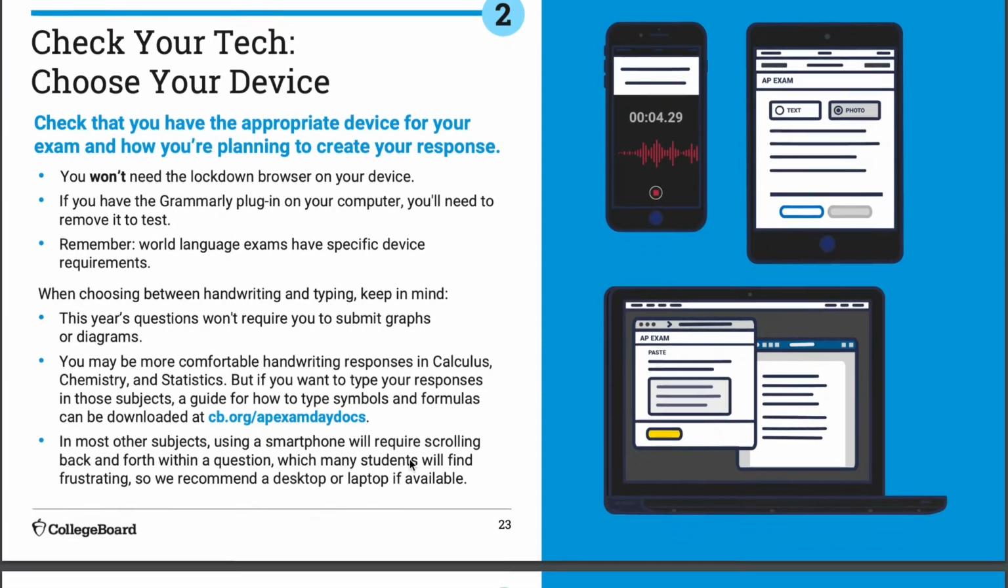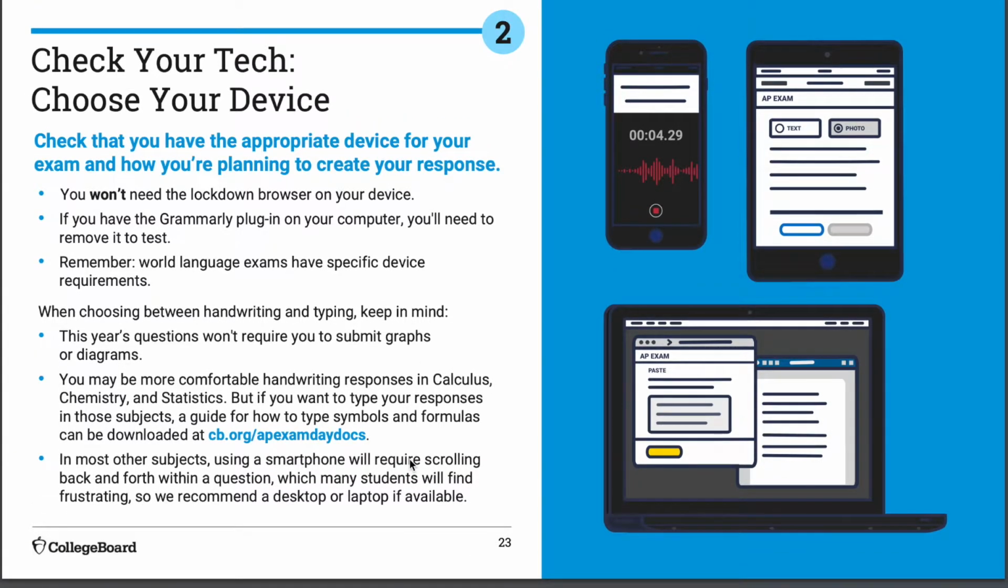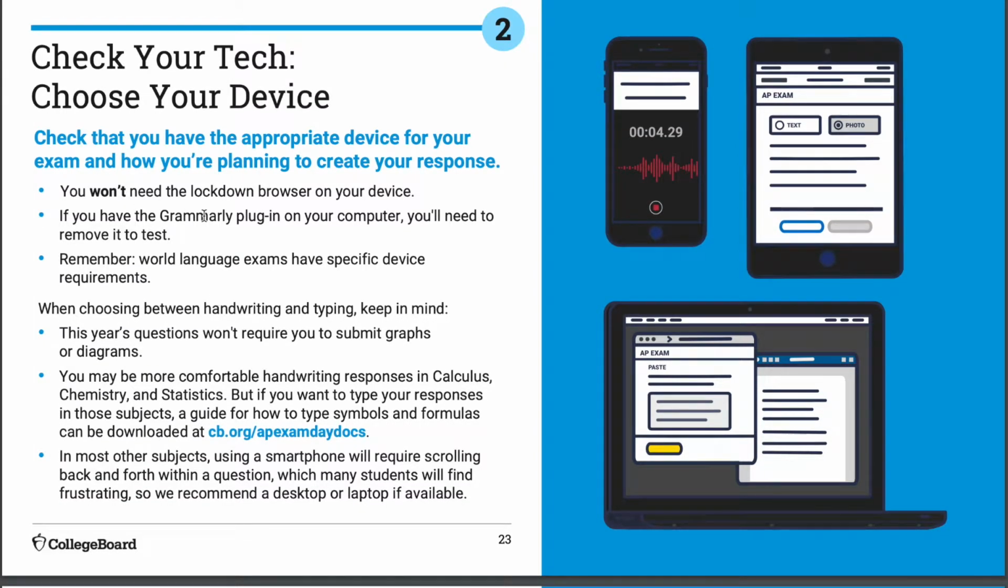Pretty self-explanatory. Checking your tech, make sure it's up to date. They said your browser won't get locked down, so don't worry about that, but you do have to use, I think, Chrome or Mozilla Firefox or any of those established browsers, so make sure you have those browsers ready. They will not allow you to use Grammarly, which is really important. If you have it, you need to remove it because it's going to invalidate your score. So make sure everyone uninstalls or pauses Grammarly before starting this test.